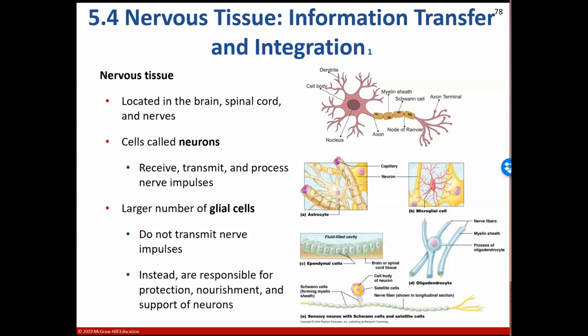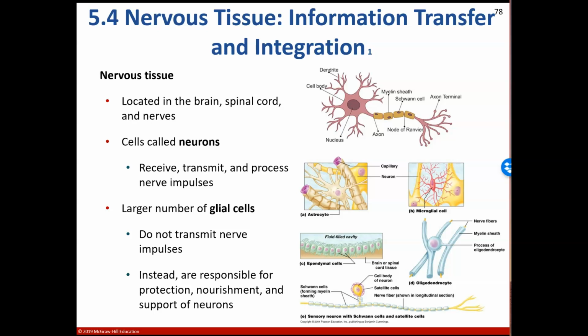It's located within our brain and spinal cord and our nerves. And we really have two different categories of cells. The principal cell within nervous tissue are our neurons. They are going to help to receive information, transmit it, and process those nerve impulses. The other types of cells that we have in nervous tissue are called glial cells or neuroglia.